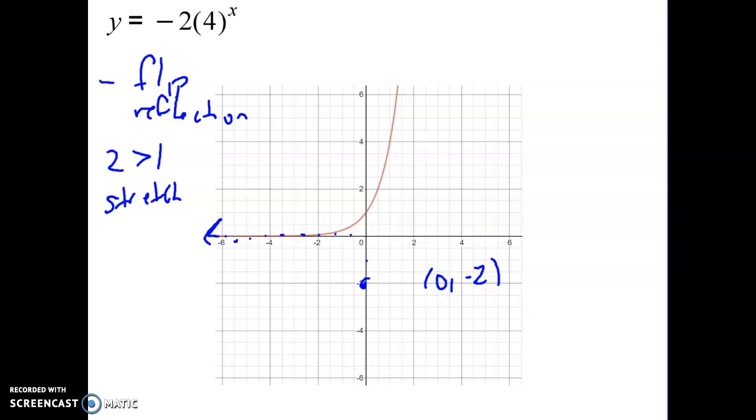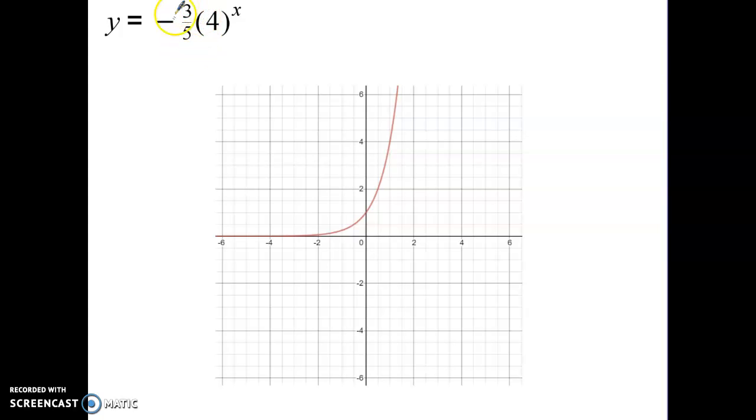And then my graph is going to still go, flipping this part over, it's still going to be going very steeply on this side. It's still going to be going not steeply on this side, but the anchor point has moved from 1 to -2 because I reflected it and I also stretched it.